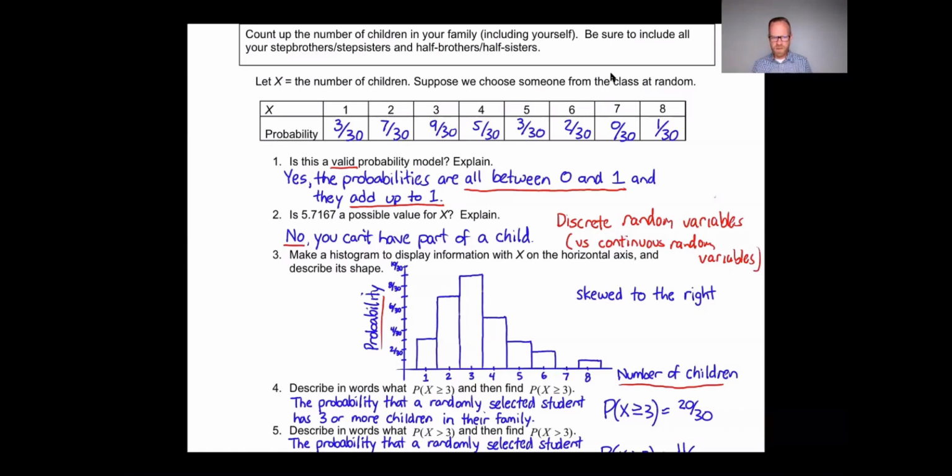I am going to add one small thing to the description of the shape here. I'm going to add the fact that there is a single peak at 3. Just giving a little bit more detail about the shape.